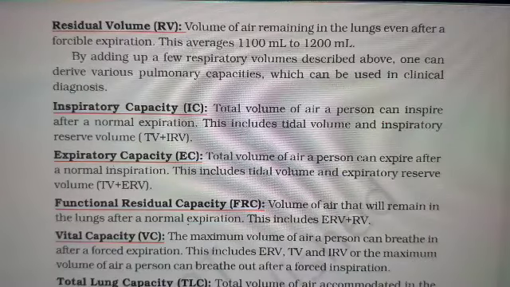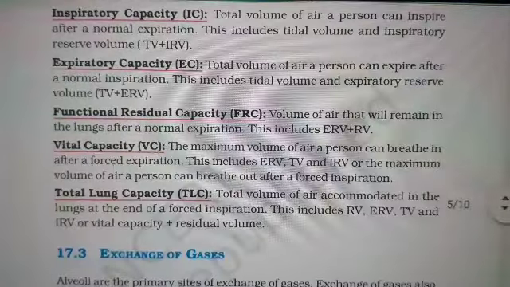Next is residual volume. This is the volume of air remaining in the lungs even after forceful expiration. We need to remember that point; the average value is 1100 to 1200 ml. Next, inspiratory capacity is the total volume of air a person can inspire after a normal expiration. That includes TV plus IRV. And expiratory capacity is the total volume of air a person can expire after a normal inspiration. That includes TV plus ERV.